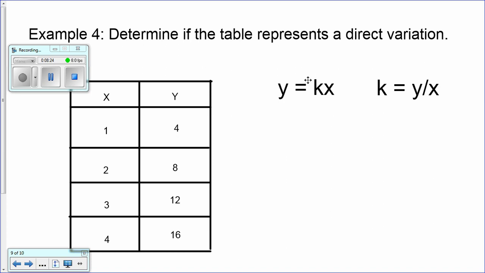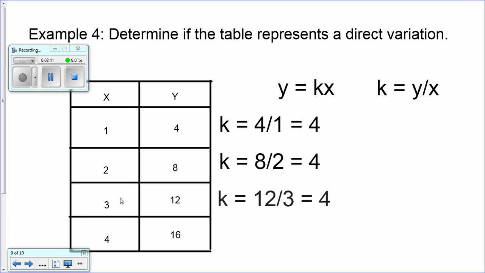Okay? So this isn't even asking for the equation, it's just asking if it's direct. So we have to do this, and we should get the same k for each ordered pair. Okay? So we do y over x for each ordered pair. So this one, 4 over 1 gives me 4. Next one, 8 over 2 gives me 4. 12 over 3 gives me 4. 16 over 4 gives me 4. So because I got the same k, constant of variation for each point, that tells me it's a direct variation.